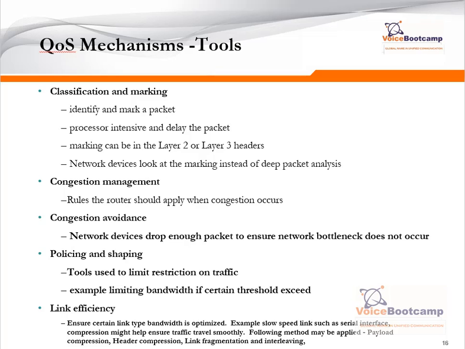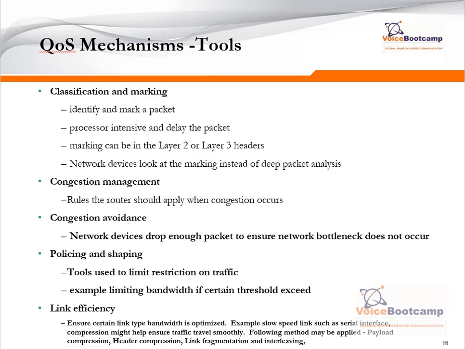Now for the QoS mechanism tools, we'll talk about classification and marking, congestion management, congestion avoidance, policing and shaping, and link efficiency. Classification and marking: identify the traffic, therefore classify, and mark the packet with a certain value, therefore marking. It is processor intensive because it has to classify and mark, and delays the packet. Marking can be done on layer 2 headers or layer 3 headers. Network devices look at the marking instead of doing deep packet analysis in this type of environment.